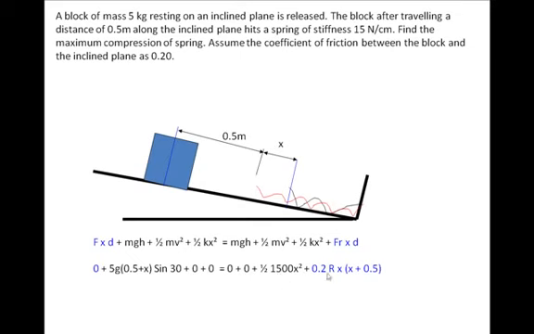So it's half kx square plus friction into distance. Distance is x plus 0.5. Frictional force is mu R. And mu is 0.2, and for the inclined plane R will be 5g cos 30, and therefore if you put it here, you solve the quadratic in x to get x as 11.5 centimeter.